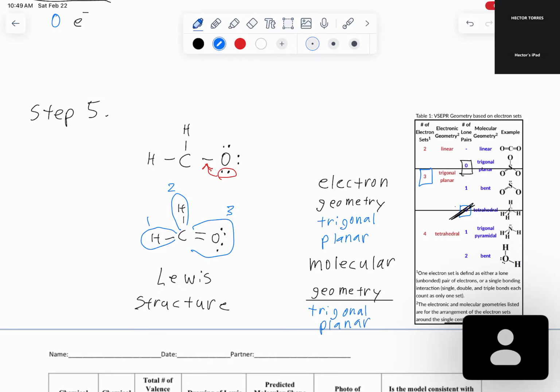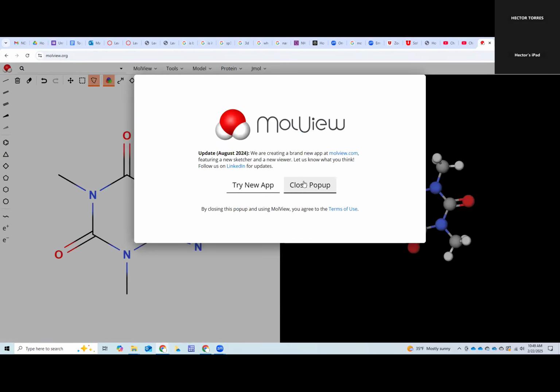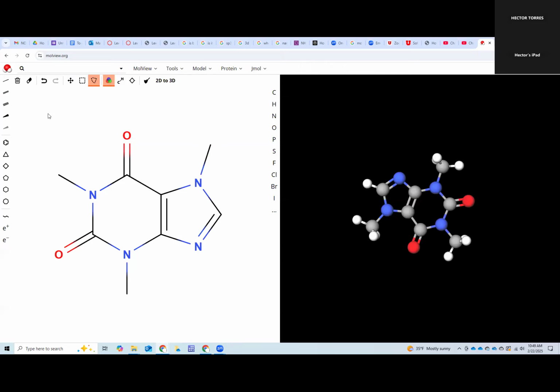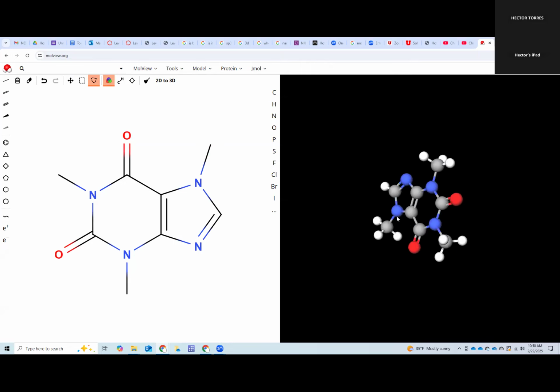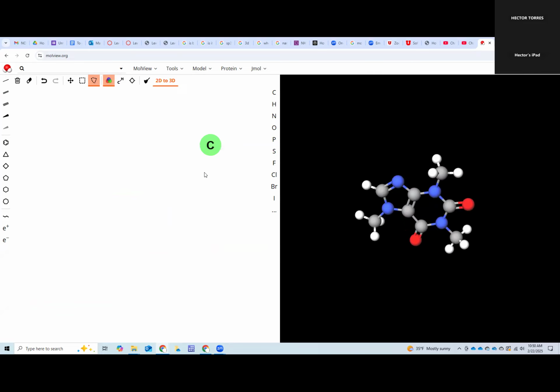Okay, perfect. And so what we're going to do next is look at this in 3D. To be able to do that, I am going to use an app or an online website called MolView. With MolView, you can look at all the atoms in 3D. It's really helpful to be able to look at an atom in a different way. So let me just erase all this and put in the molecule we made.